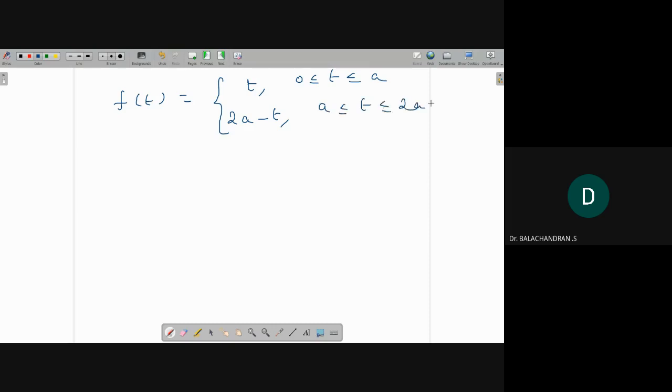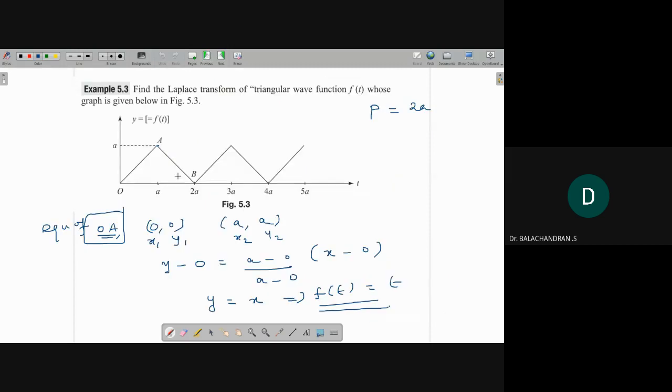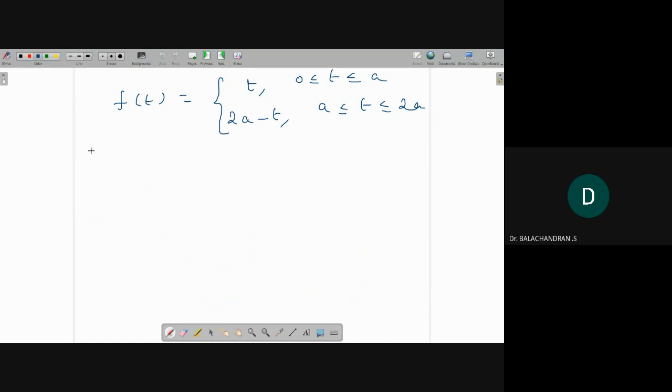So now you are ready to find the Laplace transform of this function. Suppose this function is given, you know how to do it easily. Suppose it is not given, from the diagram you need to find it out. Sheila, please tell. Sir, at t equal to a, what will be the value of f of t? At t equal to a, I think both of them are the same. You can check it. So a, and here also a. Because it is a continuous function.